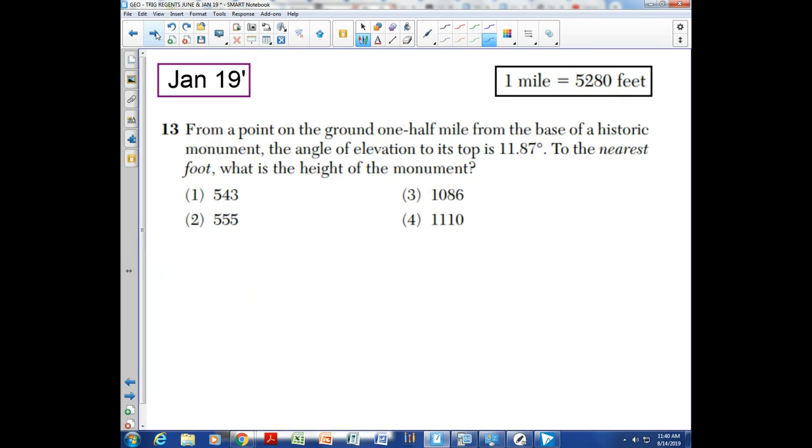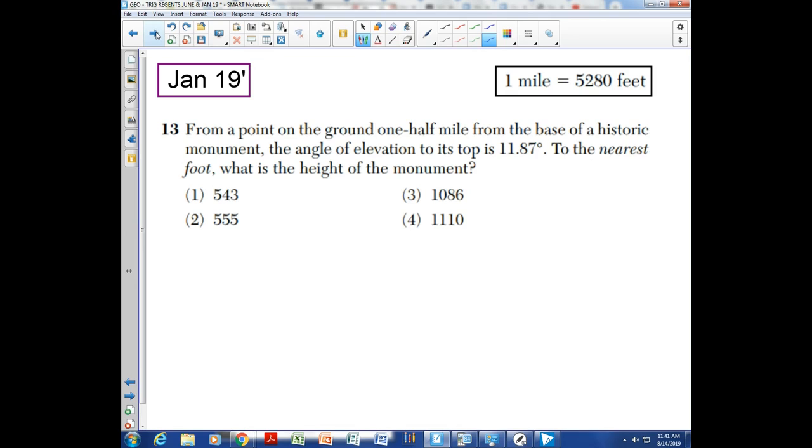January 19, number 13. From a point on the ground 1/2 mile from the base of a historic monument, the angle of elevation to its top is 11.87 degrees. To the nearest foot, what is the height of the monument? Okay, now in this case, it's not that difficult of a question. However, they are referring to one of the quote-unquote sides as a 1/2 mile. And we can see that the ultimate question is wanting to the nearest foot. So we do need to make a conversion here.